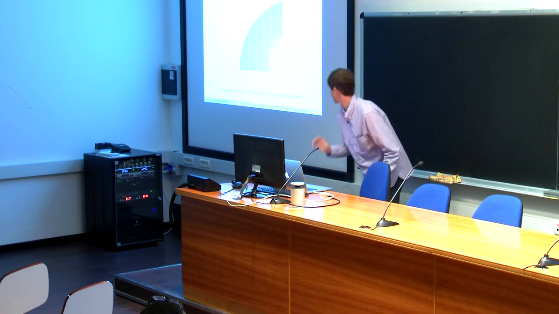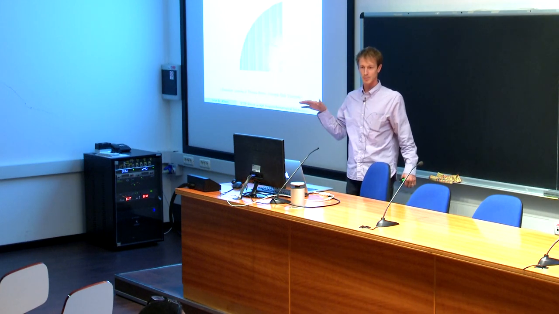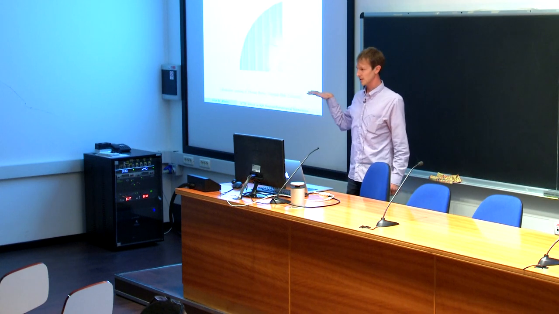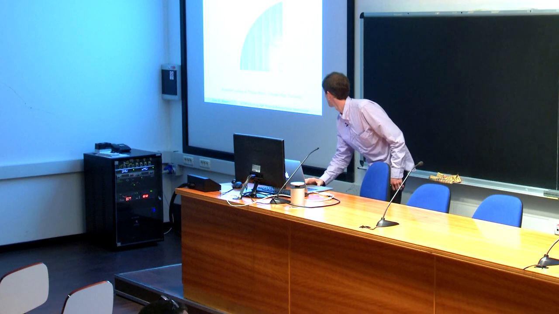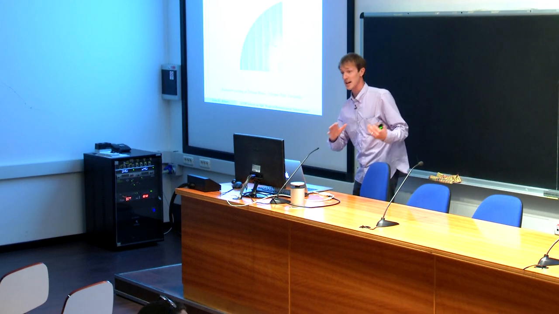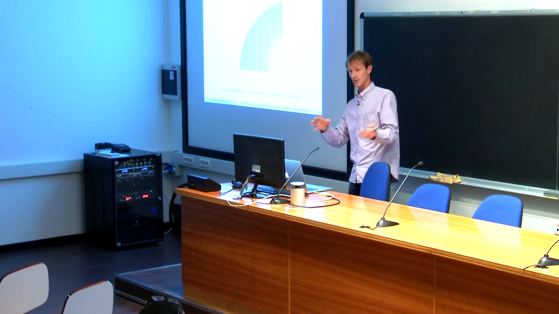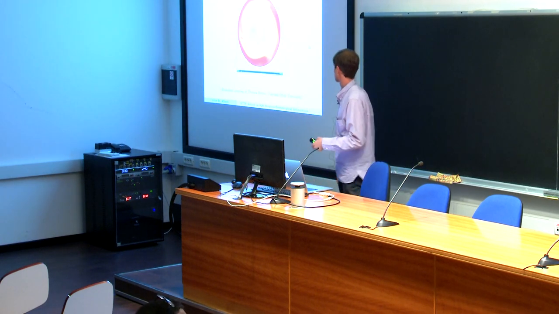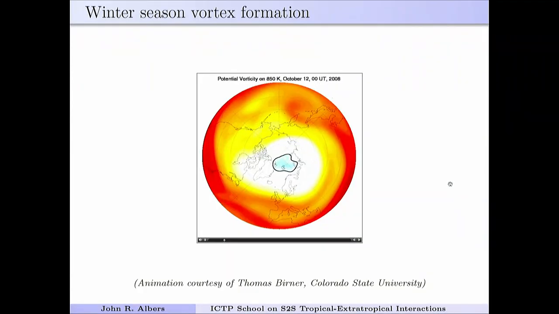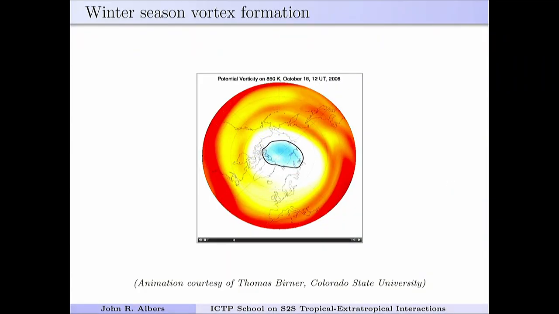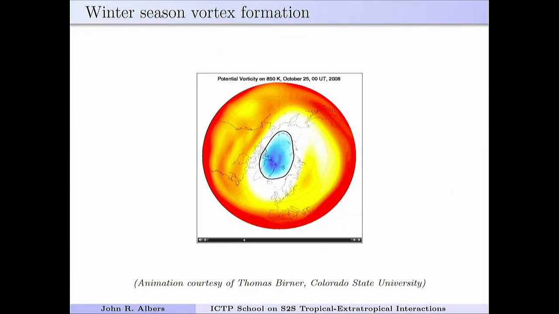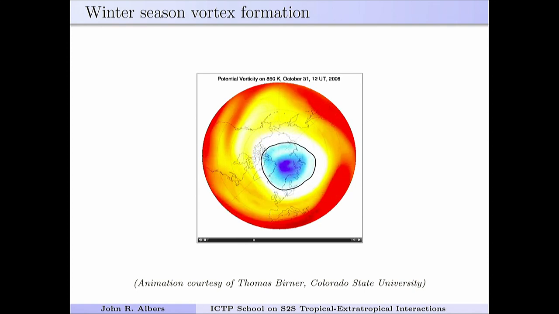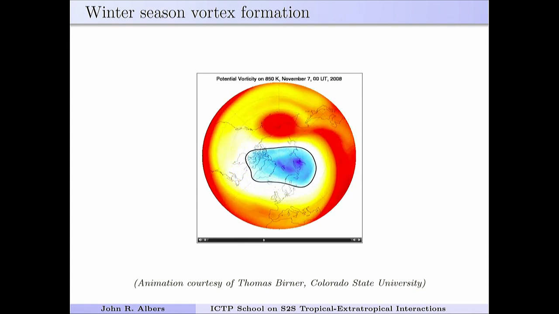What I've done here is I've taken a video, and this is potential vorticity on an isentropic surface, maybe in the mid-stratosphere. As the fall progresses from, say, October to December, this is what the spin-up of the vortex looks like. Where the warm colors are, you can just think of as warmer, and where it's blue, it's cold. And the black line gives you an idea of where the edge of the polar vortex is in the stratosphere.